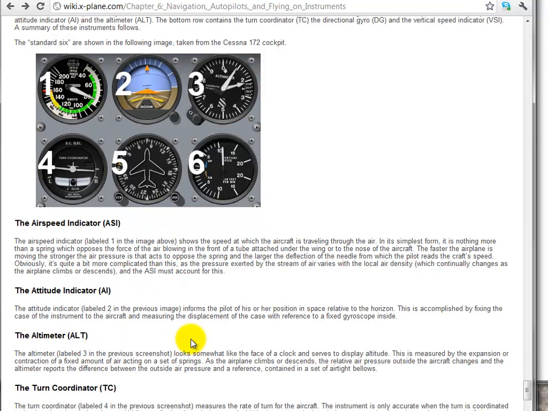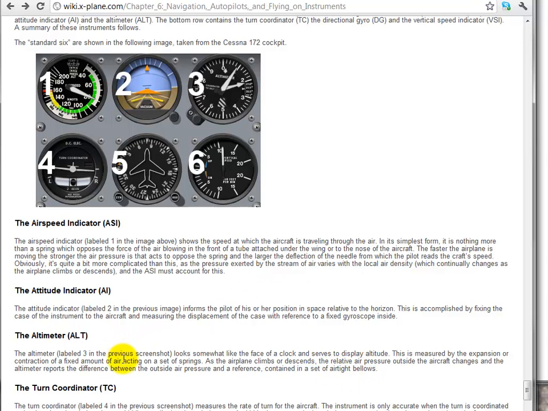The altimeter looks a bit like a clock and displays altitude. Altitude is height, height above sea level, and this is measured by the expansion or contraction of a fixed amount of air acting on a set of springs. As the plane climbs or descends, the relative air pressure outside the aircraft changes, and the altimeter reports the difference between the outside air pressure and the reference contained in a set of airtight bellows.